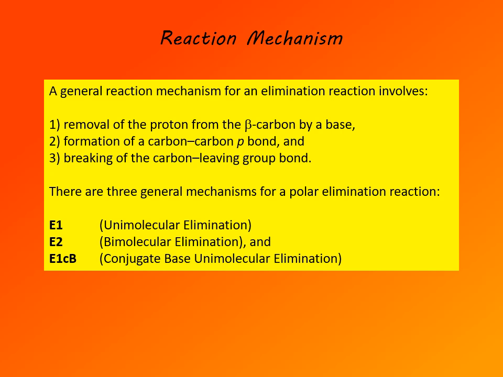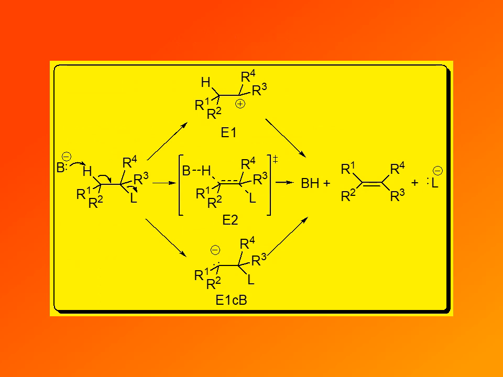And there are three general mechanisms for polar elimination reactions. Those would be E1, unimolecular elimination, E2, bimolecular elimination, and E1CB. CB stands for conjugate base, so it's conjugate base unimolecular elimination. And we'll actually look at these mechanisms in reverse order. First E1CB, then E2, and finally E1. Here are the three reaction mechanisms.